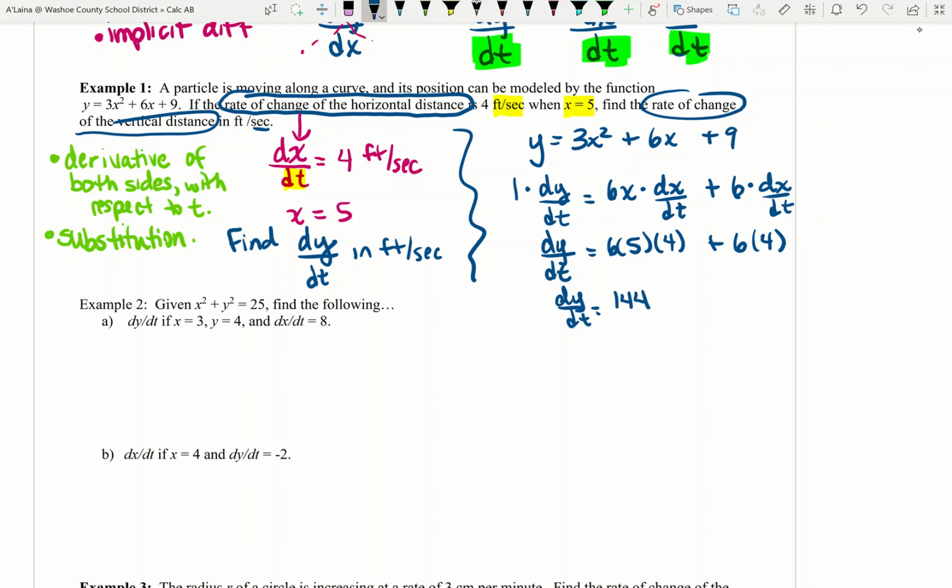They already did tell me the units, which would be feet per second. Most related rate problems will have units, not all, but most. And so if units are mentioned, you need to include units in your answer.